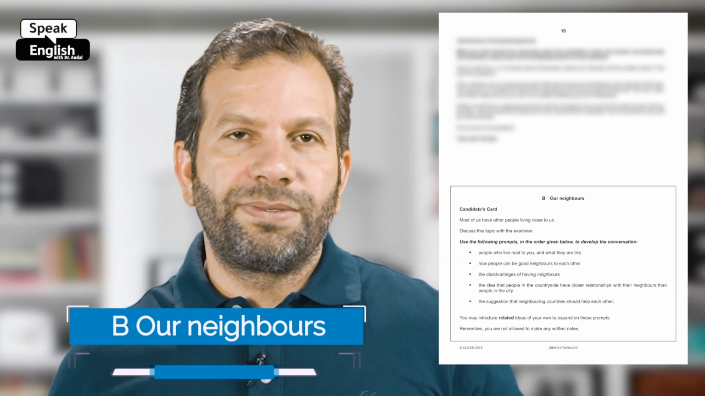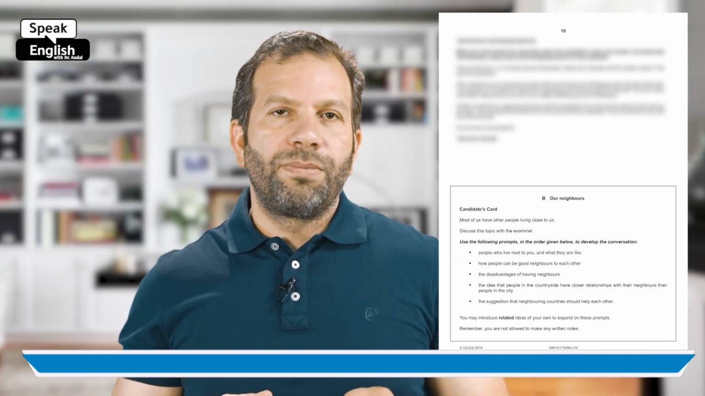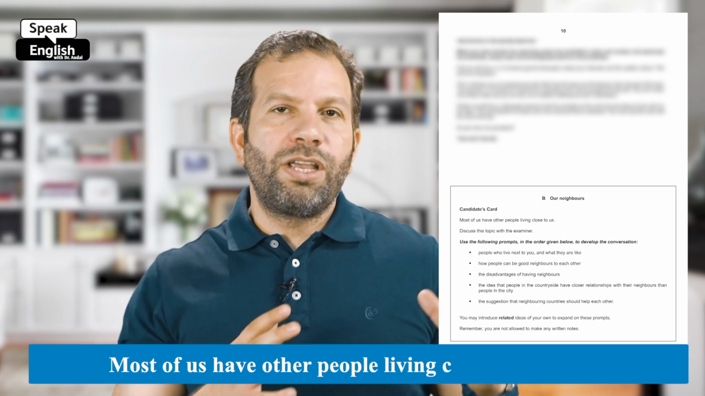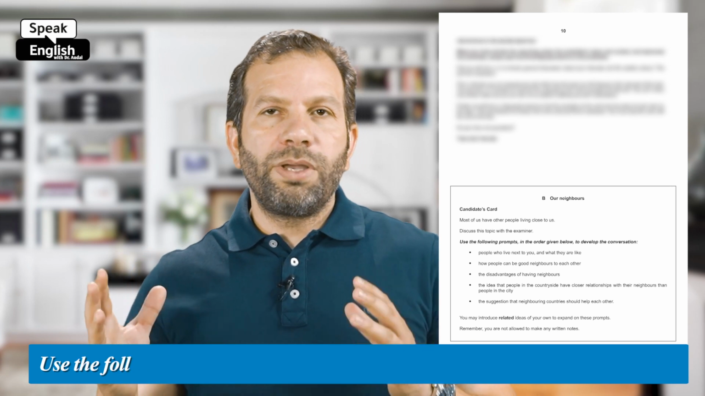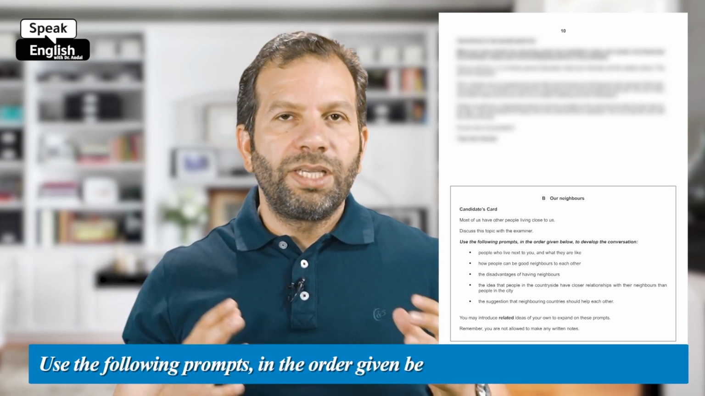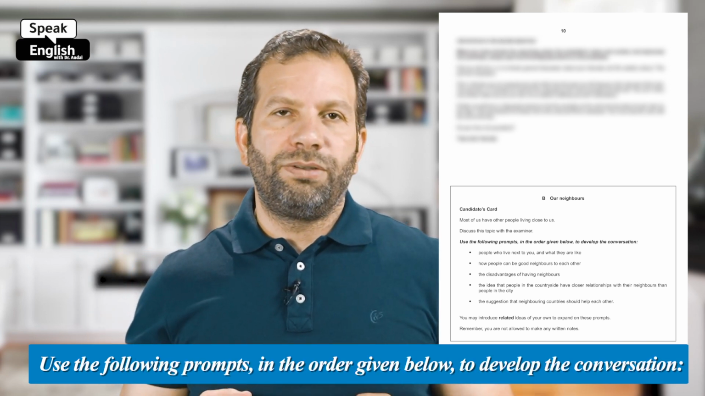It's very important to notice here that the last part is the most important and this is the one you will be assessed on. Now, let's go through the key tips for getting a high score in the speaking test. To make it easy, I'm going to use this question from a past paper. Our neighbors. Candidate's card. Most of us have other people living close to us. Discuss this topic with the examiner. Use the following prompts in the order given below to develop the conversation.